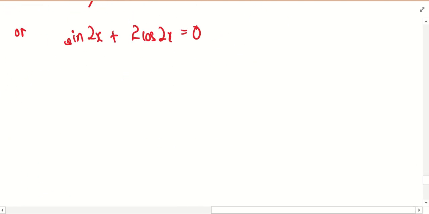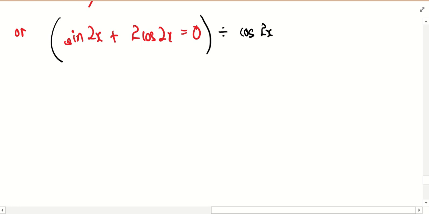Next, how to do the solving? Please don't go and use the formula. It can be very simple. I told you all before, if it's equal to 0, and it works only because it's equal to 0. There's sine, there's cosine. But I only want a single trigo term. The easiest way is to divide everything by cosine 2x.